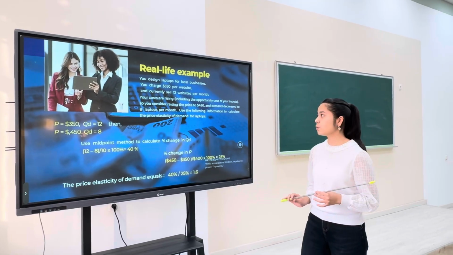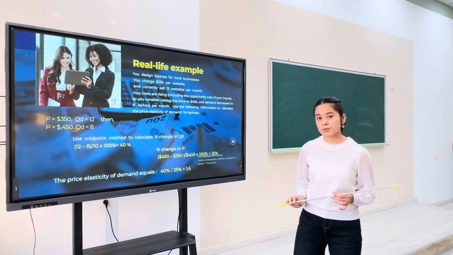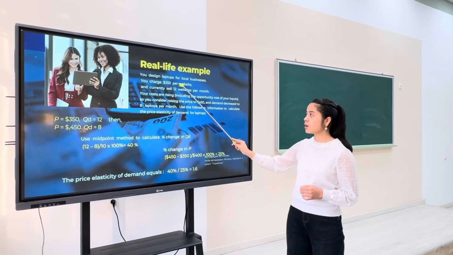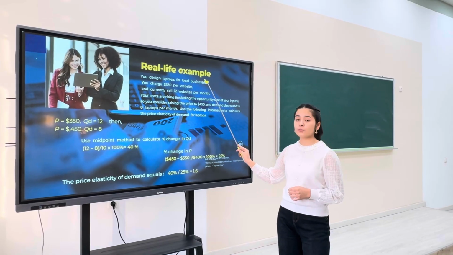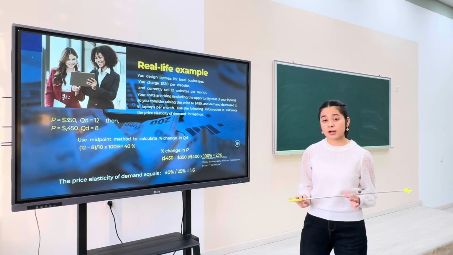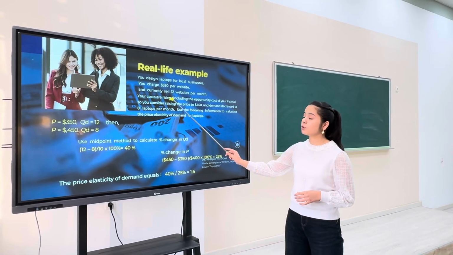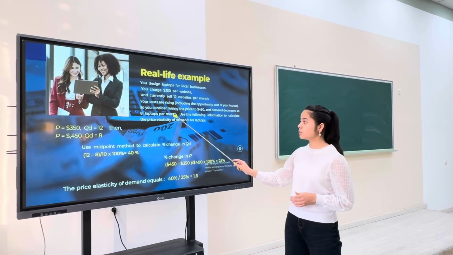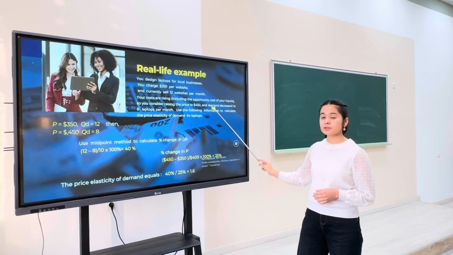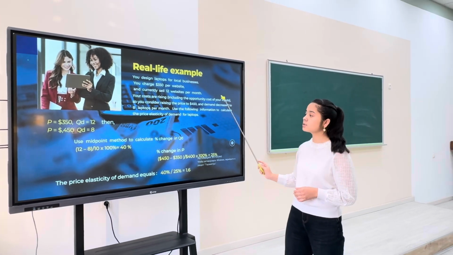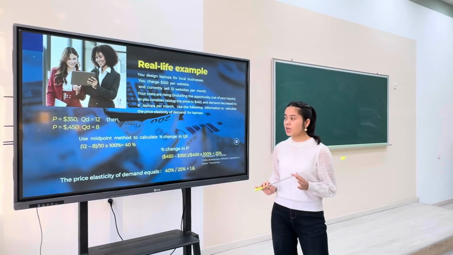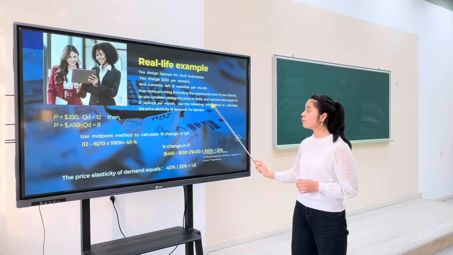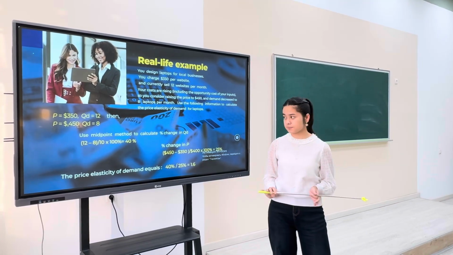Now we will discuss it with a real-life example. Suppose you are a company that designs laptops for local businesses and you charge $350 per laptop, and you currently sell 12 laptops a month. Your costs are rising due to the opportunity cost of your inputs, and you're considering raising the price to $450, and the demand decreases to 8 laptops per month. The task is to calculate the price elasticity of demand for laptops using the following information.